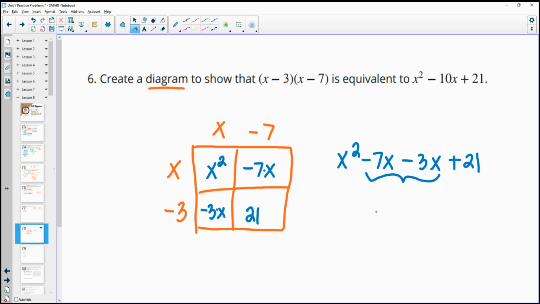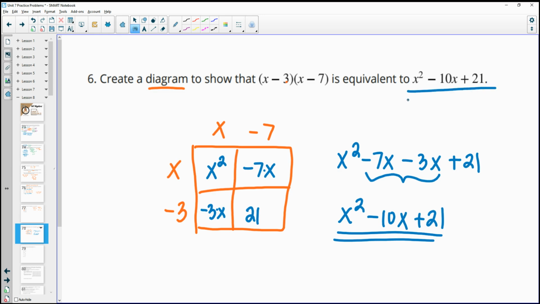We see these two terms here are like terms. So negative 7x and another negative 3x gives us negative 10x total. And then we see that this is the same as this, meaning that they're equivalent.